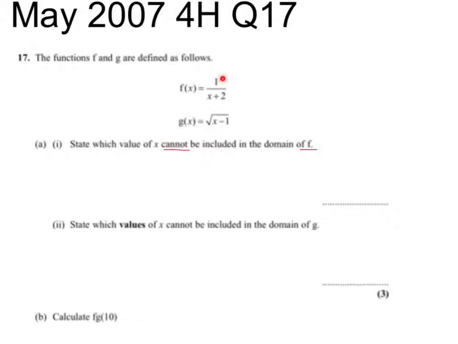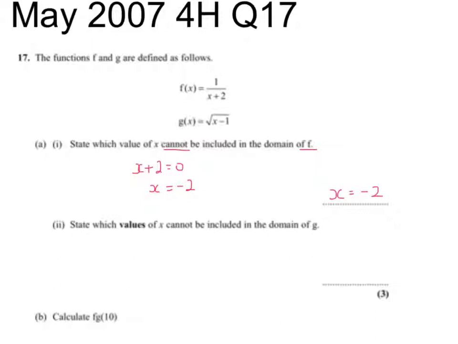Well, I know that I can't divide anything by 0, that would be not defined, so that must be not included. So if I'm dividing 1 by 0, that must mean that x plus 2 equals 0. So that's my answer. X plus 2 equals 0 is what can't happen, because you can't divide anything by 0, so x is negative 2, and that's my answer.